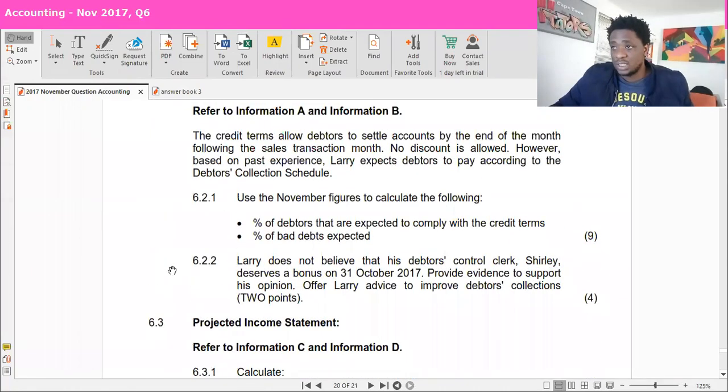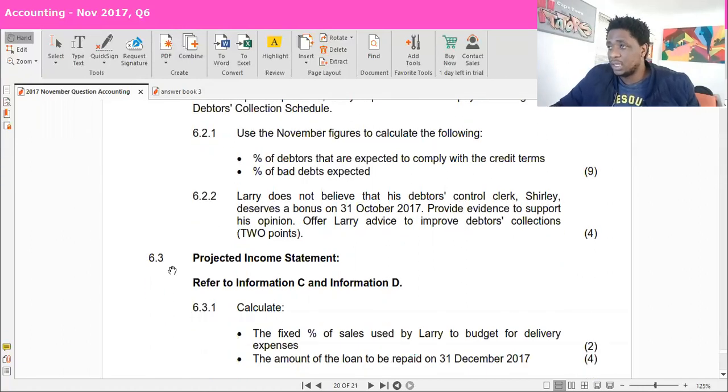The next question says, Larry does not believe that his debtors control clerk, Sheely, deserves a bonus on 31 October 2017. Provide evidence to support his opinion. And secondly, offer Larry advice to improve debtors collection. 2 points.